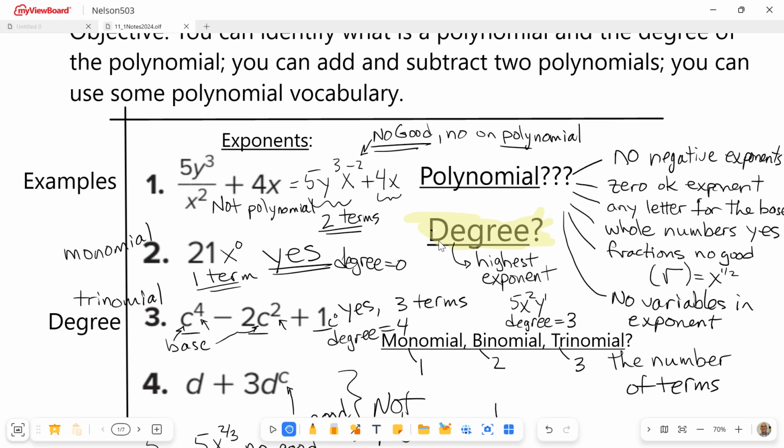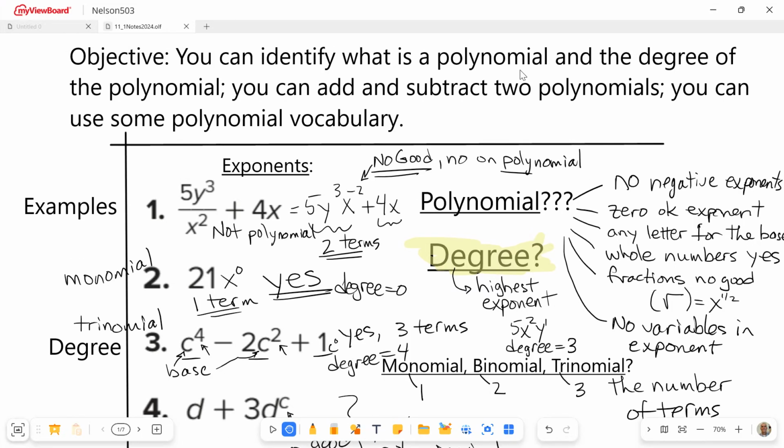Let me just review up here. It says I can identify what a polynomial is. I know what the degree of the polynomial is. I can add or subtract 2 polynomials. That just comes down to like terms. You can only add or subtract like terms, right? So look for those like terms, and you can use some polynomial vocabulary. The vocabulary that we're responsible for is right here.